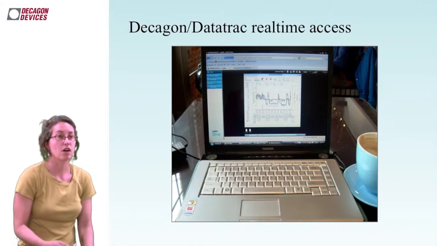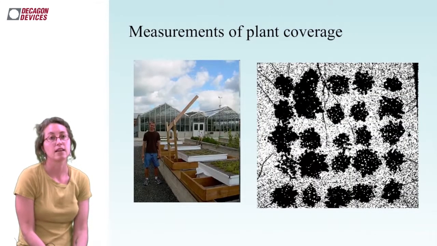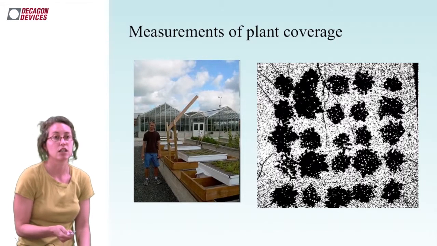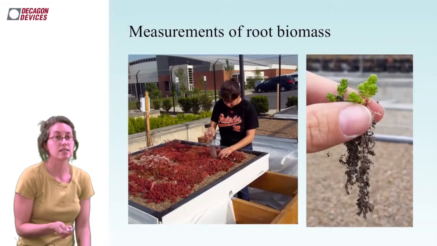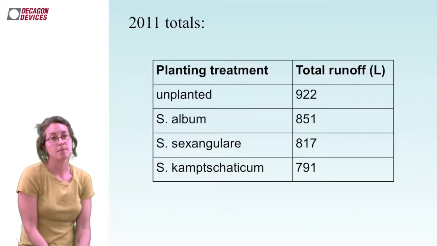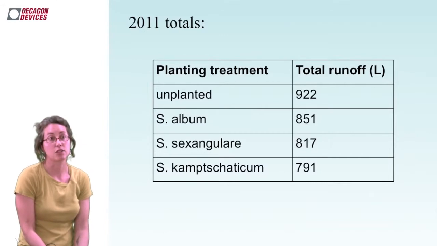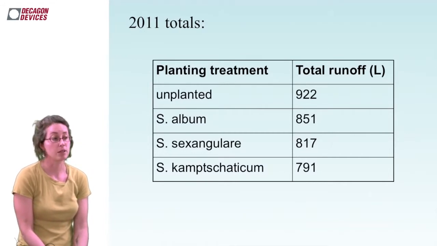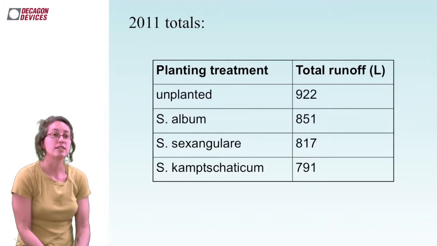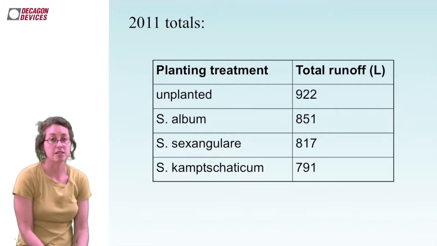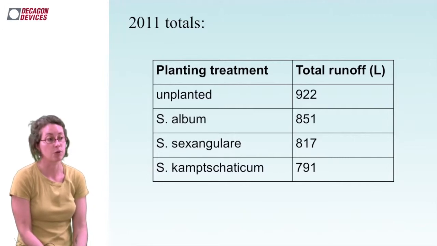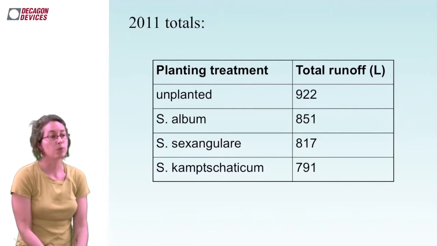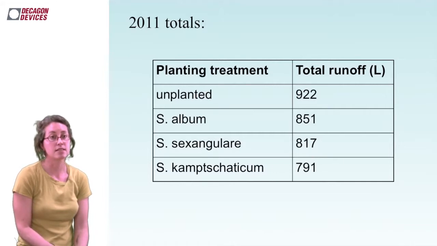And we're monitoring the plants on each of these platforms very carefully. So we're taking measurements of plant coverage, root biomass. The data analysis is still underway for this project, but we do have preliminary results for 2011. What I'm showing you here is that we definitely saw less runoff from our planted platforms compared to our unplanted platforms. However, we weren't able to see a statistically significant difference in this amount of runoff.